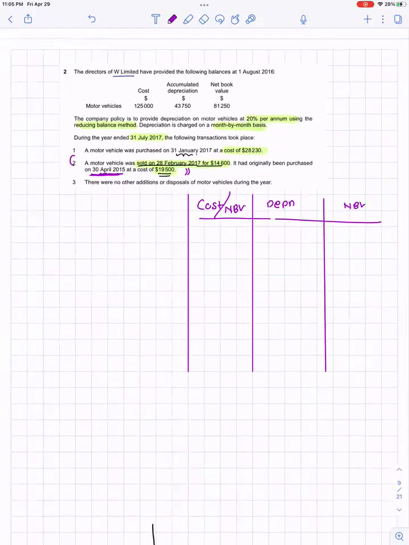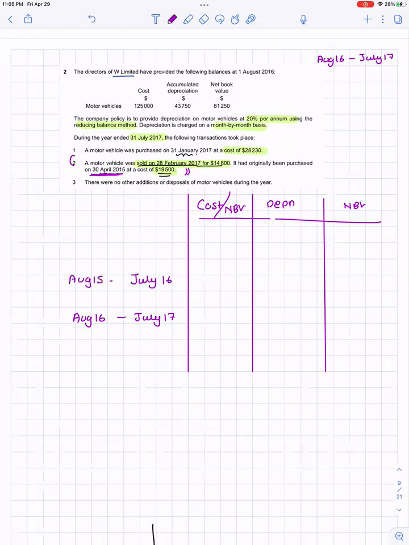What is my year end? My year end is August 16 to July 17. This is the current year. What would be the previous year? August 15 to July 16. I had purchased on 30th April 2015. Does this fall in this year? No, it doesn't. So I will take one more year before that: August 2014 to July 15.